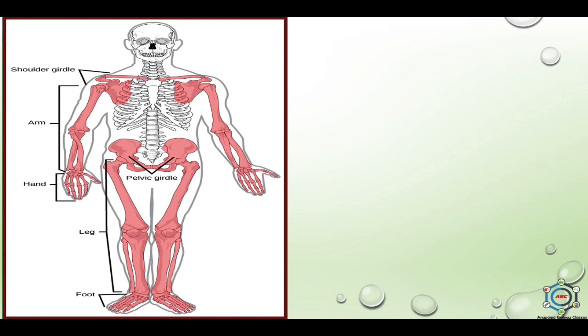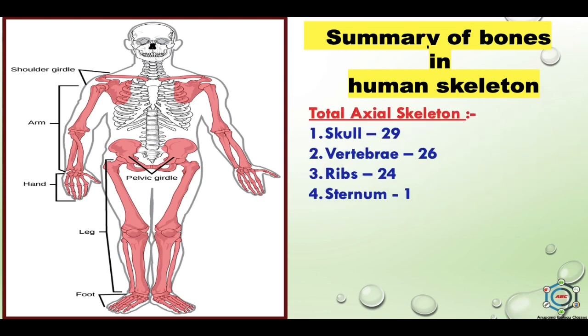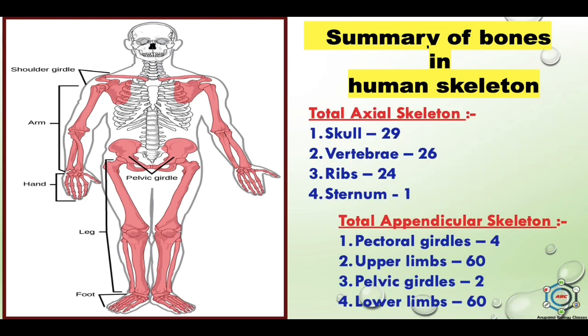Now, here is the complete human skeleton and the total number of bones in the human skull. Here is the summary: the total axial skeleton and the total appendicular skeleton. According to this view, you can see the whole structure of the bones, which is 206 in total. From the top, the skull has 29 bones, distributed as cranium 8, face 14, hyoid 1, and ear ossicles 6.